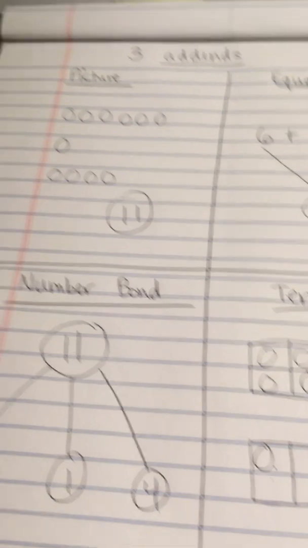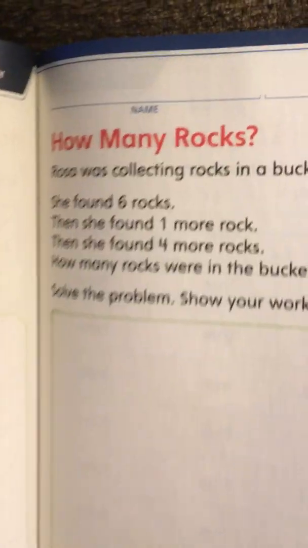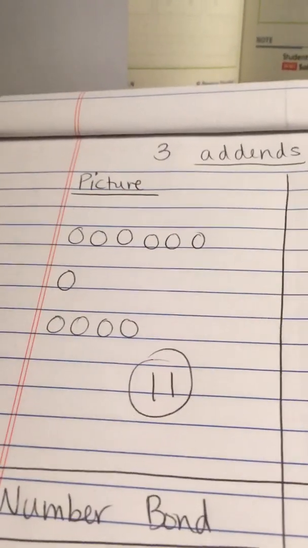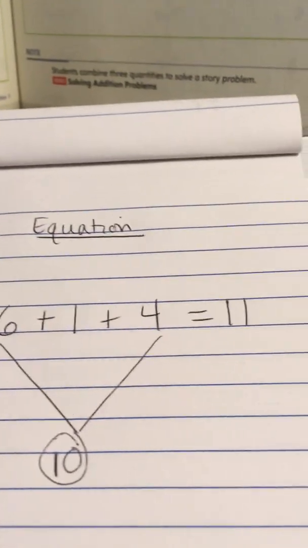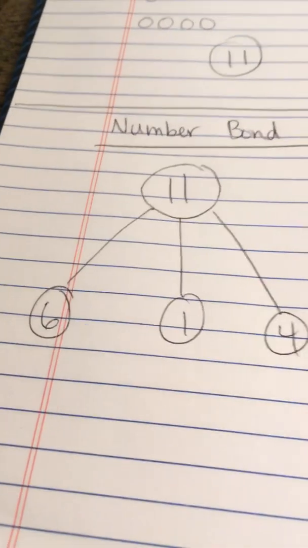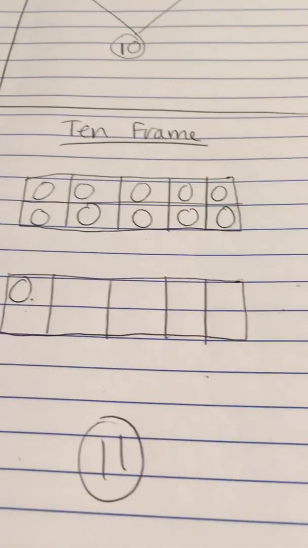Okay, so if we go back to our question in our word problem, how many rocks were in the bucket? It's 11. So we can draw a picture. We can write an equation and look for a friendly number 10. We can draw a number bond, or we can make a 10 frame.